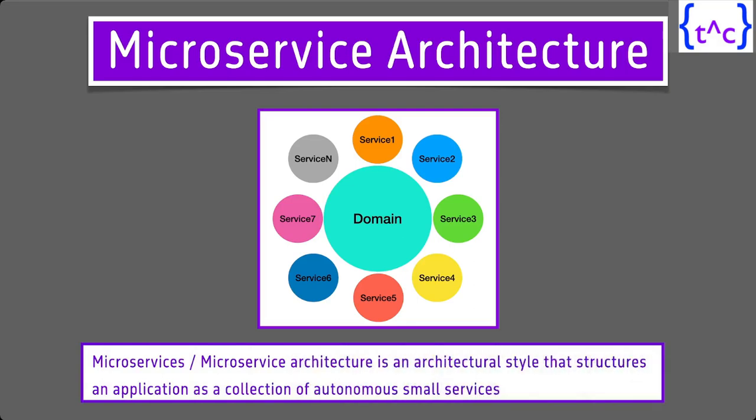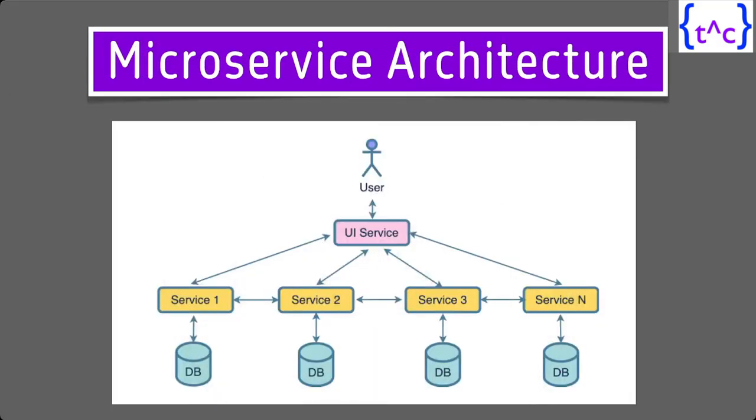So here is a definition for microservices. Microservices, or microservice architecture, is an architectural style that structures an application as a collection of autonomous small services. So multiple services are created with their own set of responsibilities. All right. So here is more detail about microservice architecture. There will be multiple services, and those will typically look like this. So here is a UI service, okay? And there is service 1, service 2, service 3, likewise n number of services.